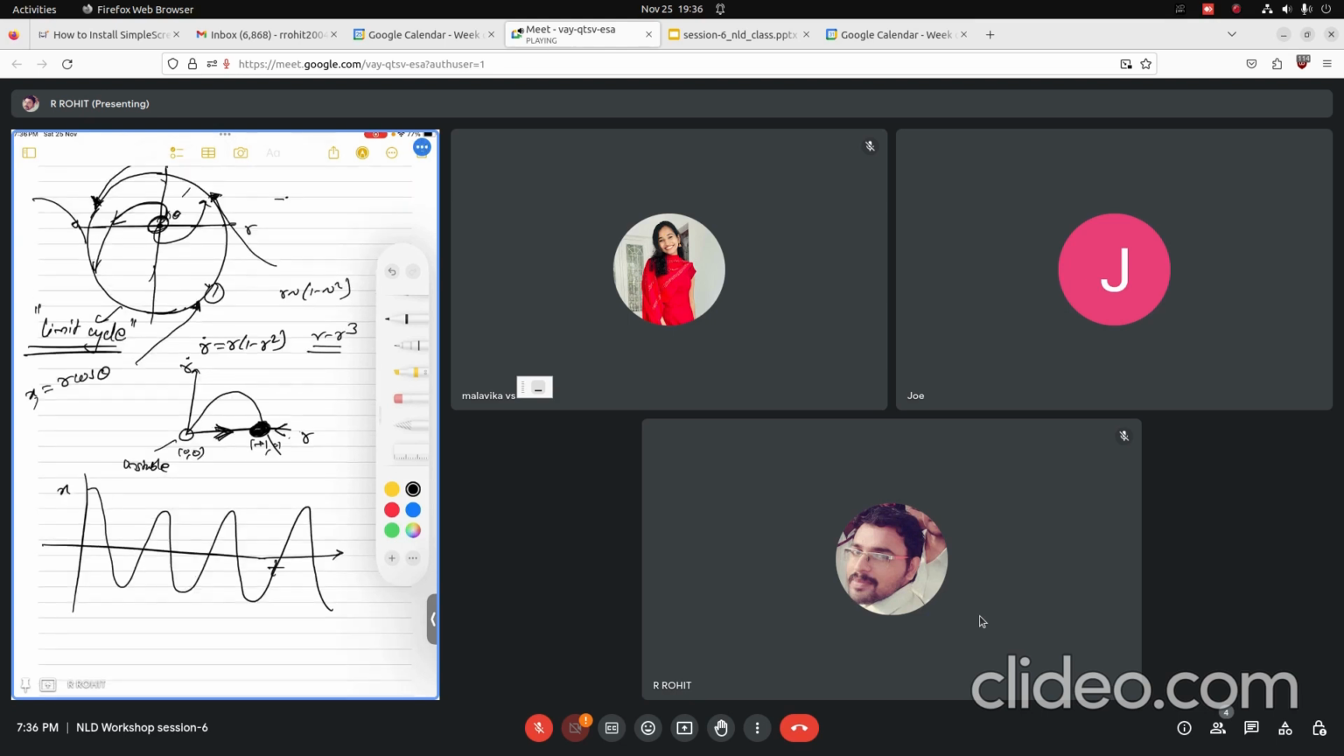So was that clear, how to tell if we are getting a curve and whether it is a limit cycle or not?